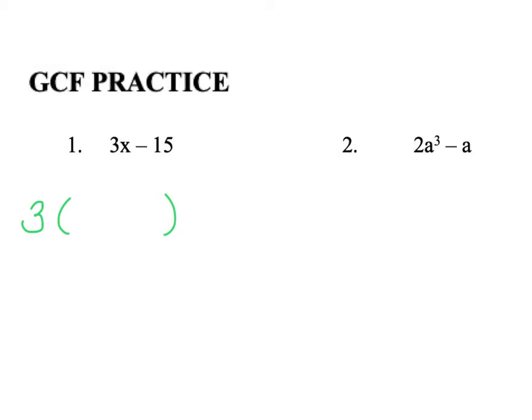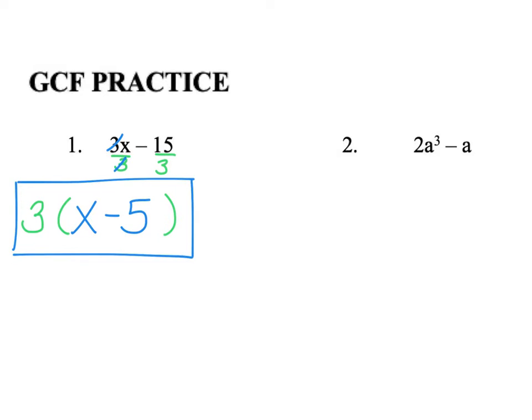So what do you do? Well, you divide each of these by 3 to figure out what goes on the inside. Well, 3x divided by 3 is 1x, and 15 divided by 3 would be minus 5. This is the factored form. How could you check it? Well, you would distribute and make sure you get 3x minus 15, what you started with, and I did. Okay, let's go on to the next one.